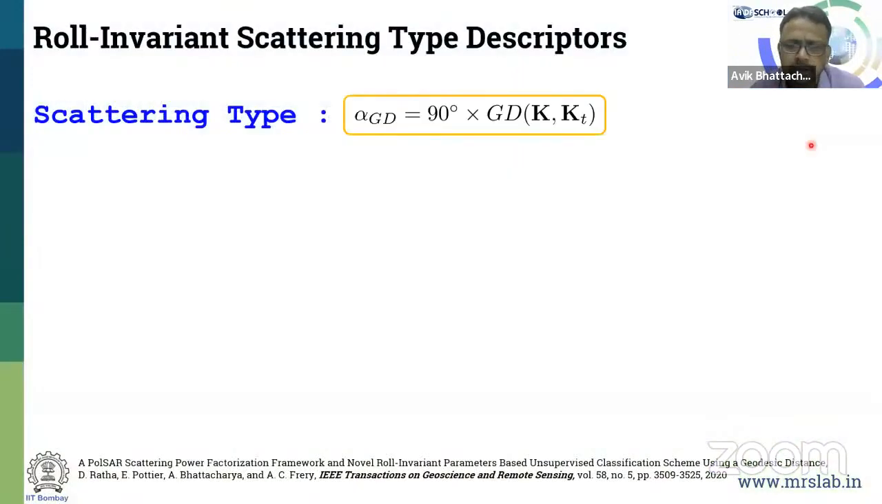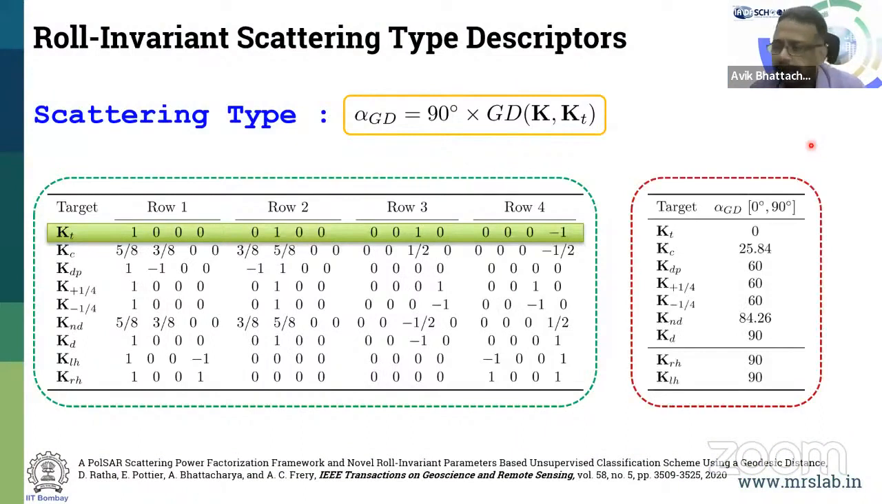So let us try to look into some of the scattering type parameters. The scattering type parameter, as you have seen before, is the alpha parameter, which was proposed by Cloude and others, which characterizes whether the target is an odd bounce or an even bounce, and this is on a continuous scale from 0 to 90. 0 gives you the complete trihedral kind of scattering, and 90 degrees gives you a dihedral kind of scattering, odd and even bounce. So can I do the same thing utilizing the notion of this geodesic distance between the Kennaugh matrices?